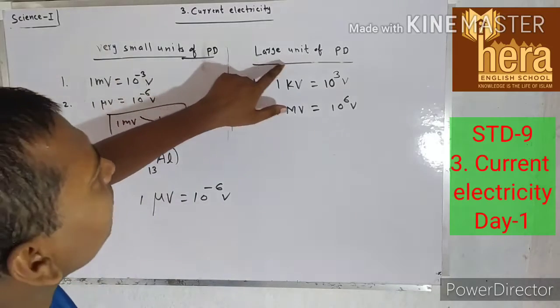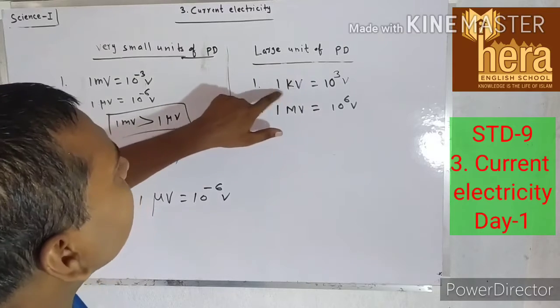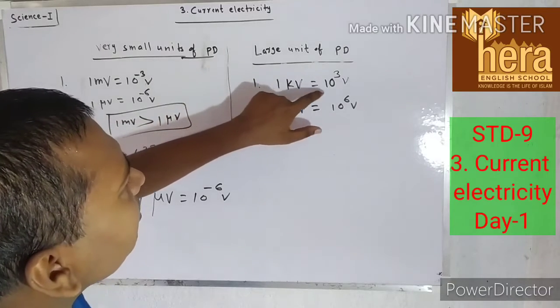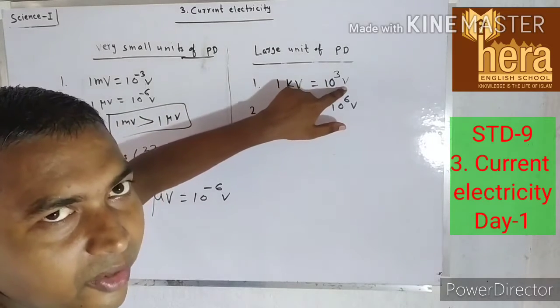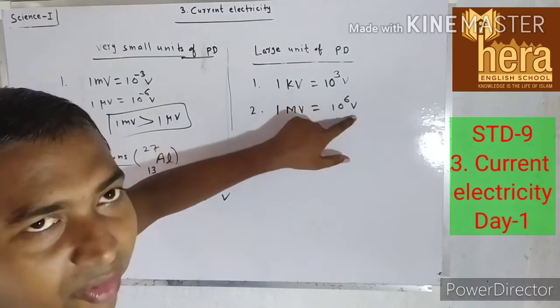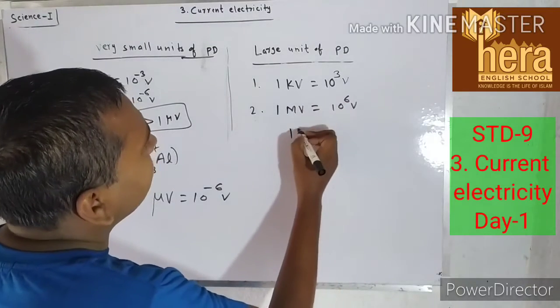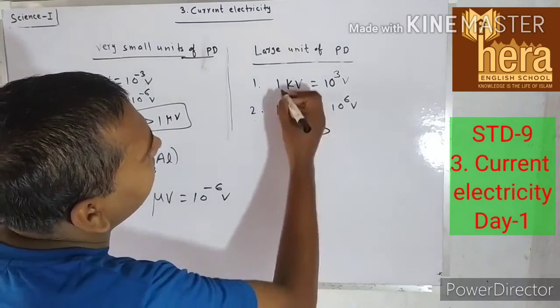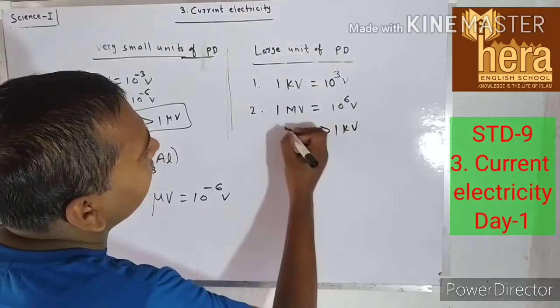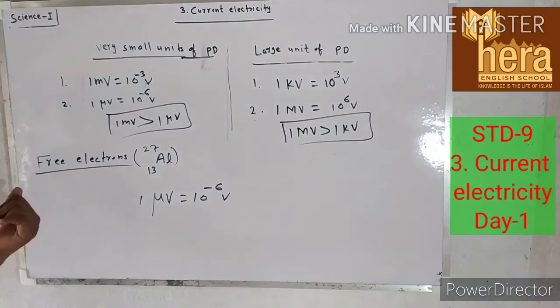A large unit of potential difference is 1 kilovolt. 1 kilovolt is equal to 10 raised to 3 volt. Understood? And 1 megavolt is equal to 10 raised to 6 volt. Obviously this one is greater. In this case 1 megavolt is greater than 1 kilovolt. Understood? Now the next concept is free electrons.